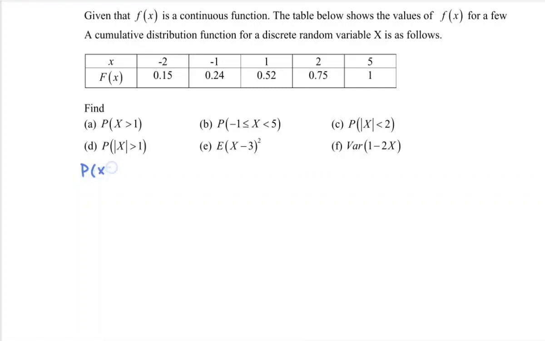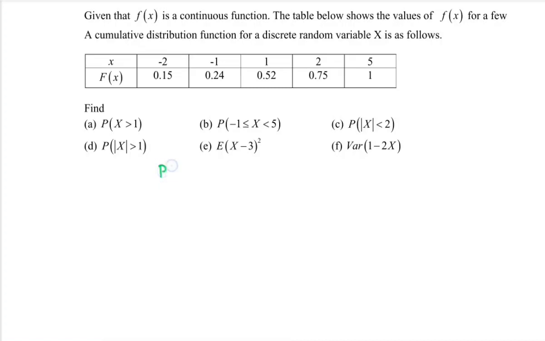So kindly refer to A. Probability that x greater than 1. Kindly modify the situation: probability that x greater than or equal to 2. Meaning that we are interested in 2 and also the 5, but not for -2, -1, and also the 1. So the situation will be 1 minus f(1). Then only we can take the value 2 and also the 5. So here we have 1 minus 0.52. So the probability that x greater than 1 will be equal to 0.48.